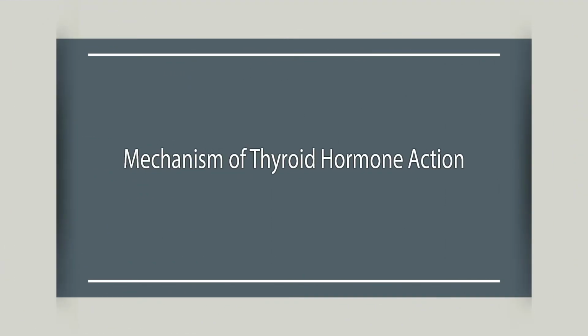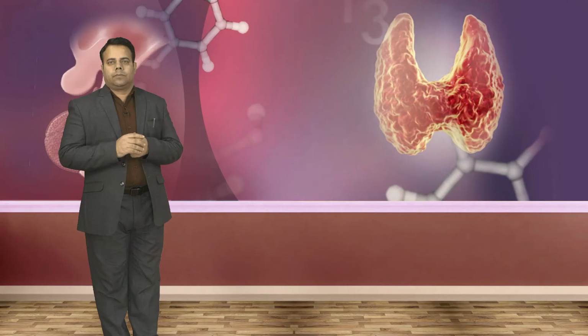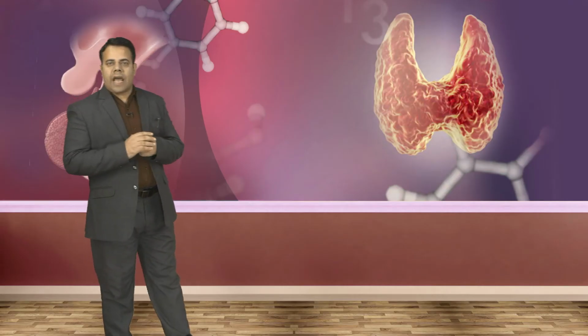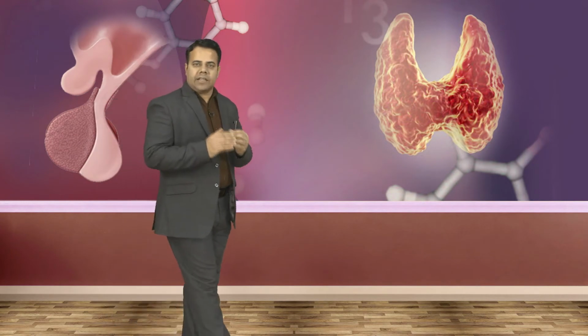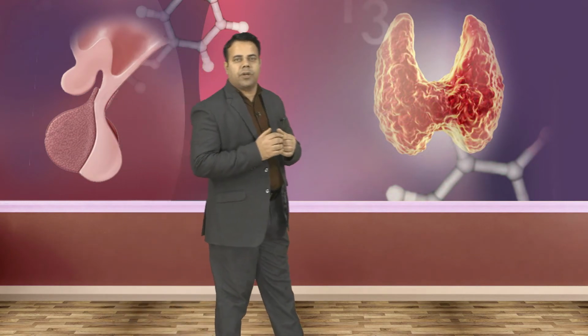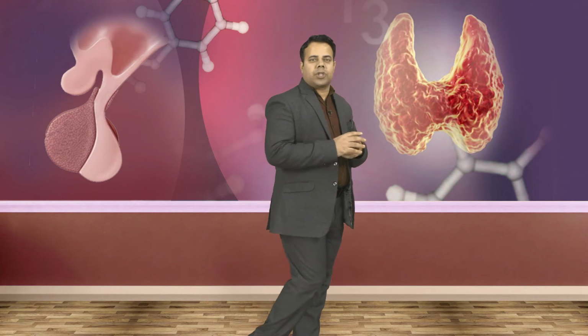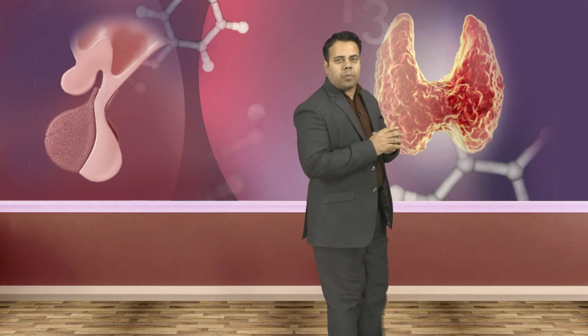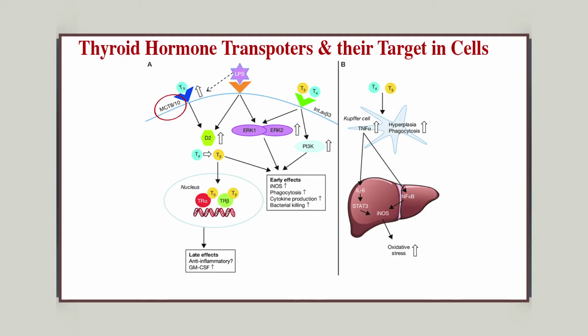To begin with, let us first discuss the mechanism of thyroid hormone action. Circulating thyroid hormones enter cells by passive diffusion via specific transporters such as the monocarboxylate 8 transporter, that is MCT8, and monocarboxylate 10 transporter, that is MCT10, and an organic anion transporting polypeptide 1C1.